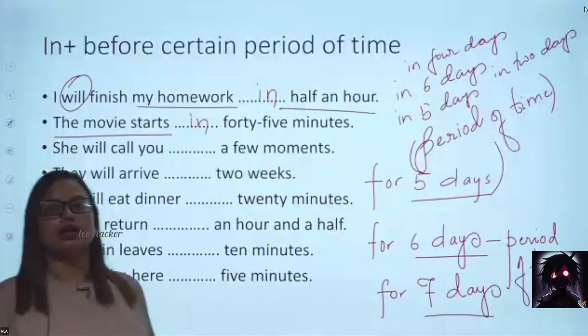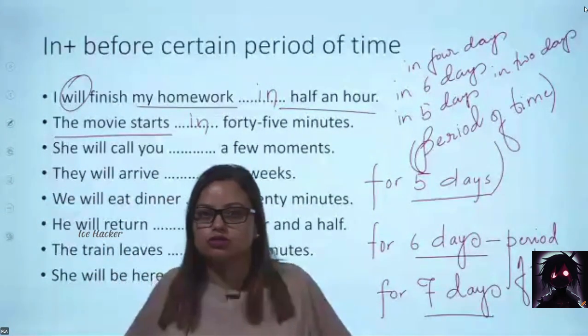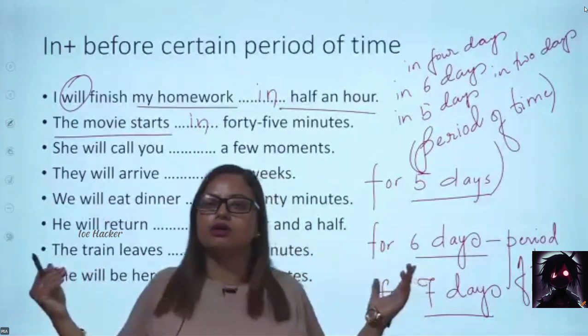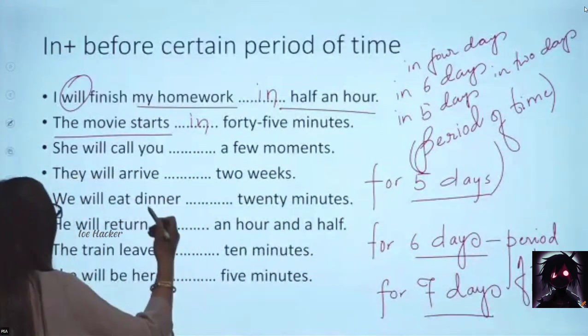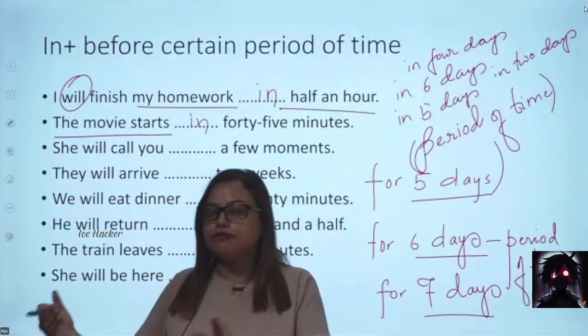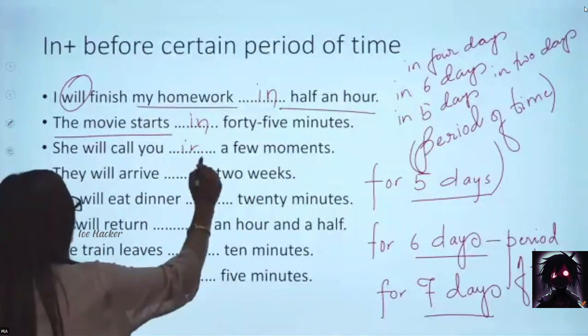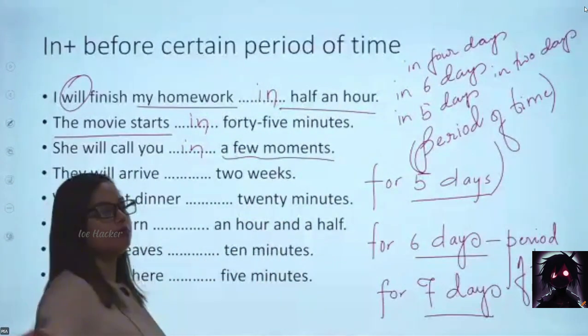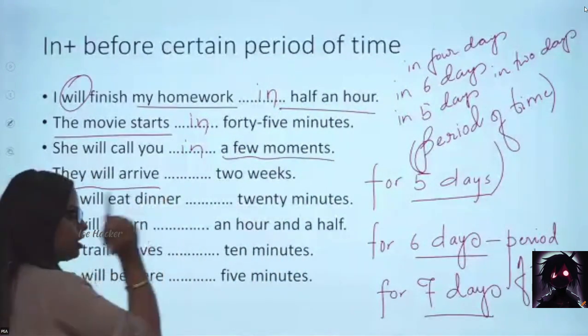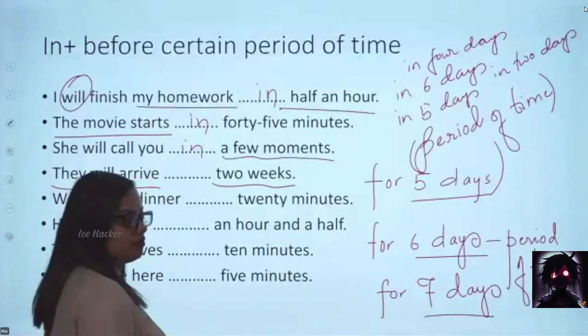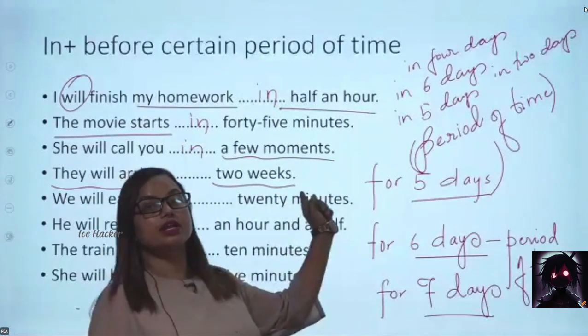She will call you, and there is no doubt about it. For the implications of "in," we actually prefer simple future tense. So "in a few minutes" also means a period of time. They will arrive. Again, simple future tense. Two weeks means 14 days of time. So this is also a period of time.